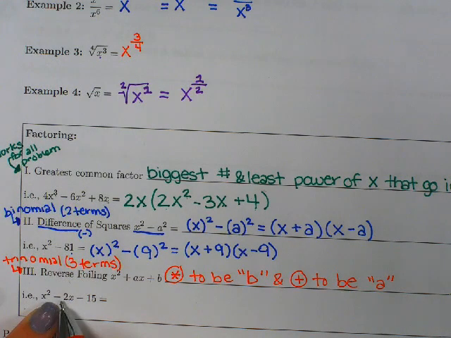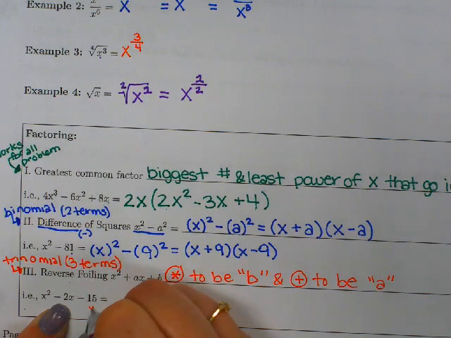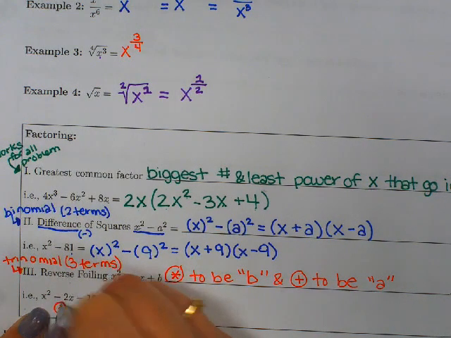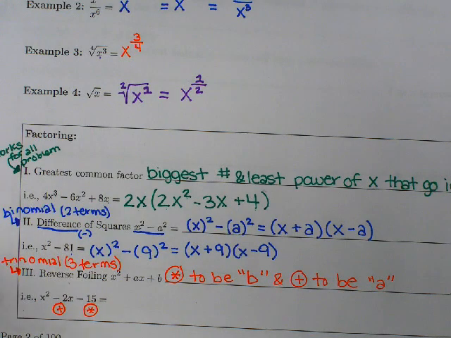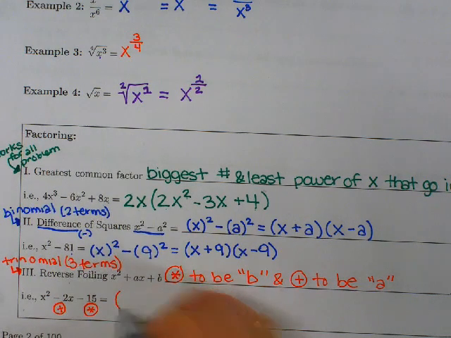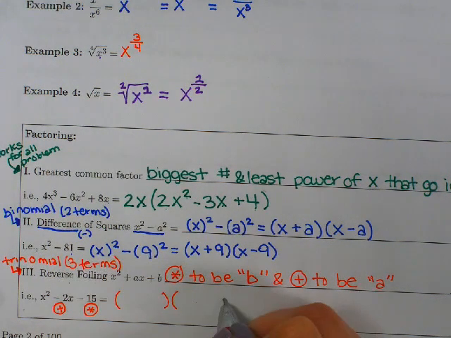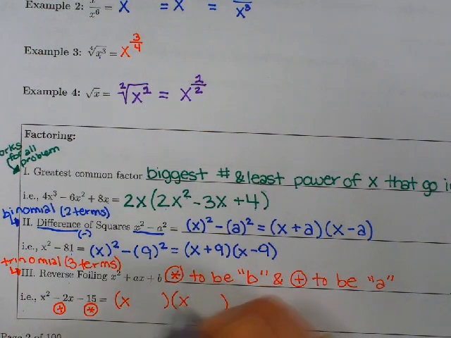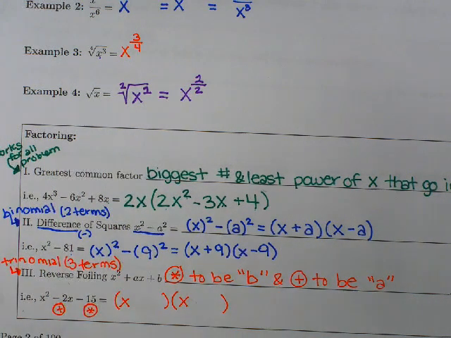So let's try that on this one. We want to multiply to be the last term, so we're going to multiply to be negative 15, and we want to add up to be the middle term, negative 2. So we're going to write our parentheses for some reverse foiling. We have x and x to multiply to be x squared, and we want to multiply to be negative 15.